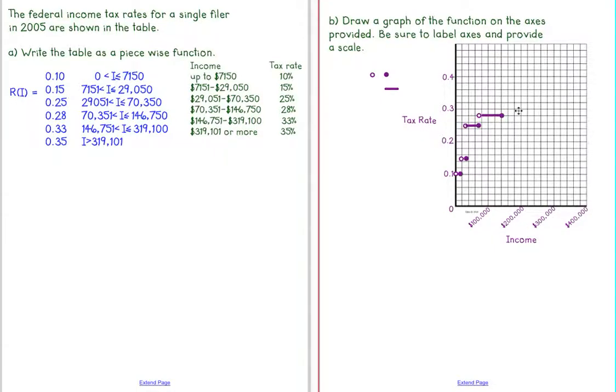And then I have these connected, and let's see, the next jump is from the same 146,751 until up to 319,000. That's going to be at 33%. So 33, that's 30%. 32, so 33 again is going to be halfway in between, and it's going to go all the way up to 319,000. So that's going to take us quite a ways over, and that would be 320 on the one just beyond it.